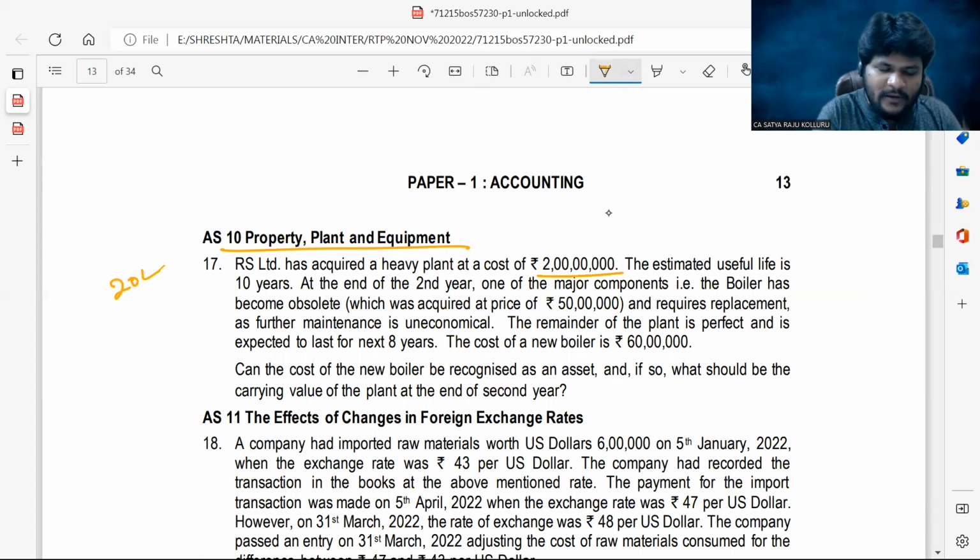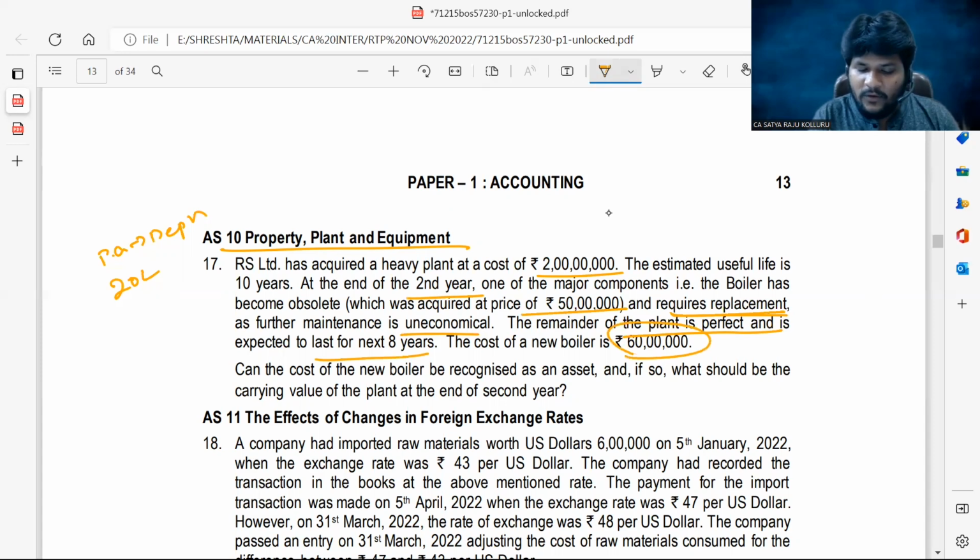Depreciation per annum was 20 lakhs. Okay. At the end of the second year, one of the major components, that is the boiler, has become obsolete, which was acquired at a price of 50 lakhs and requires a replacement, as further maintenance is uneconomical. The remainder of the plant is perfect and is expected to last for the next 8 years. The cost of the new boiler is 60 lakhs.